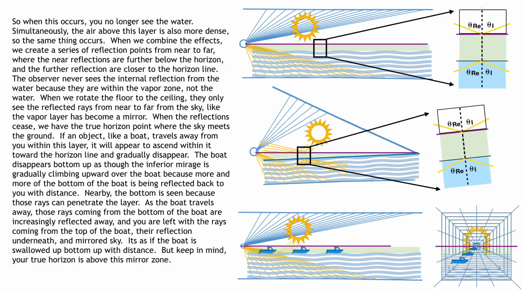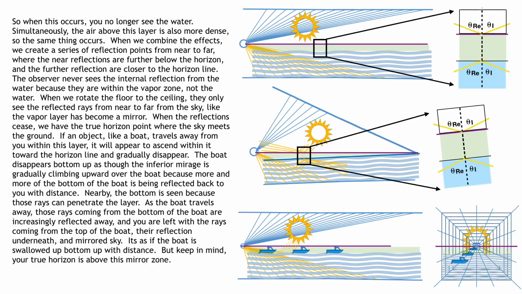So again, when we rotate the floor to the ceiling, we only see the reflected rays from near to far from the sky, like the vapor layer has become a mirror essentially. When the reflections cease, we have the true horizon point where the sky meets the ground. If an object like a boat travels away from you within this layer, it will appear to ascend within it toward the horizon line and gradually disappear within it.